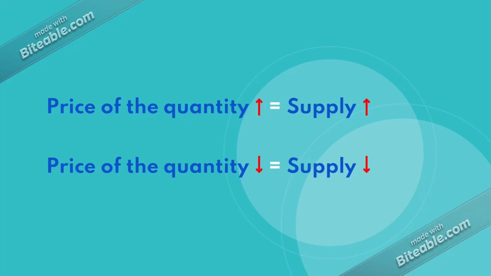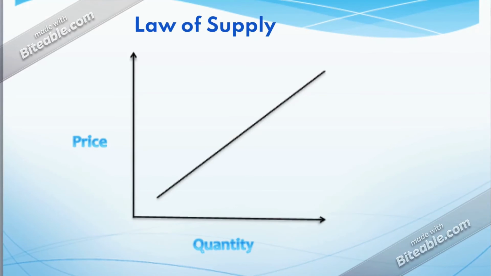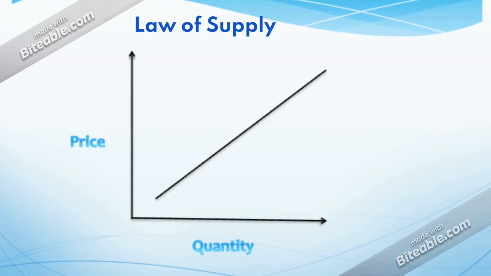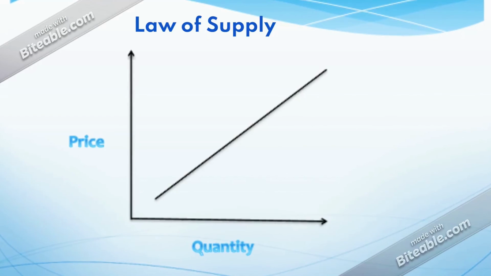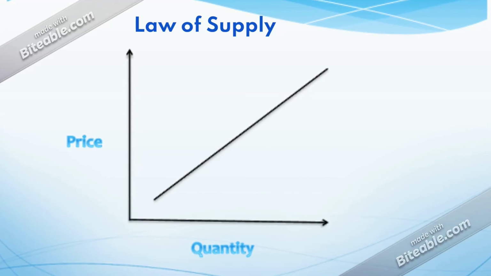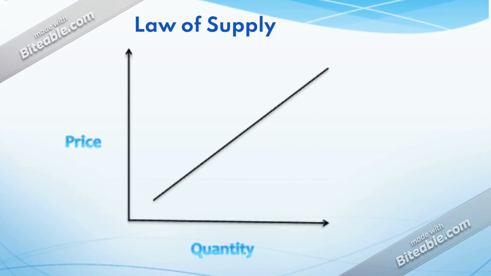We have already seen how law of demand is represented in the graph. And now let's see how law of supply is represented through a graph. Even here y-axis represents price and x-axis represents quantity. When price of the product is more, then supply of the product is also more. You can clearly see in the graph that price and supply are directly proportionate to each other. If one increases, the other will also increase.